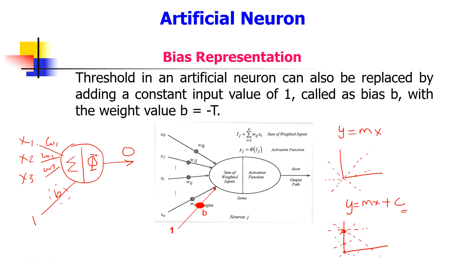So if we add the bias, in general we add more flexibility to the classifier in order to perform the classification task. So this is one of the aims of putting the bias in neural networks.